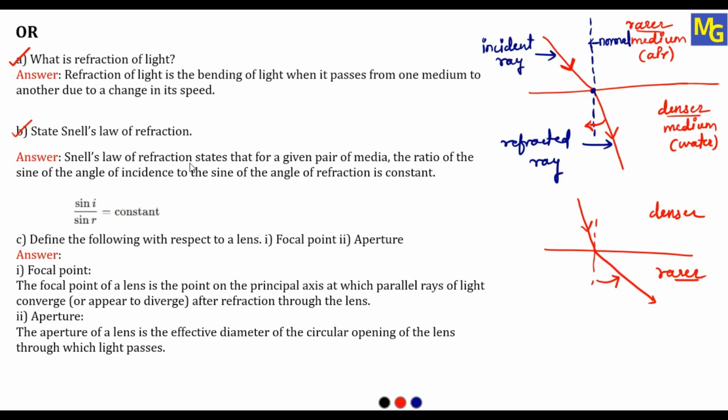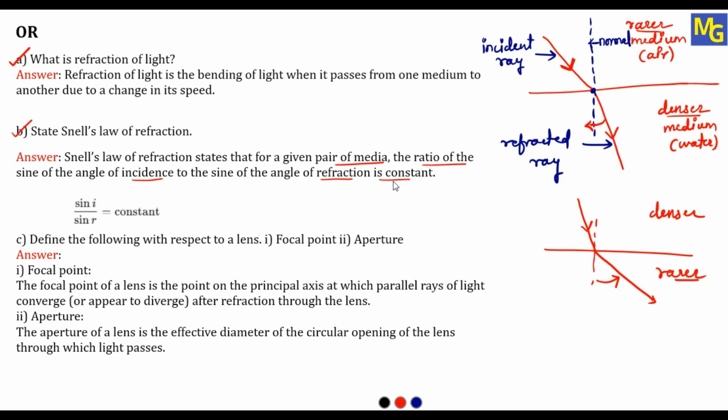Snell's law of refraction states that for a given pair of media, see here, for a given pair of media, it may be water or glass, or it may be air or water, etc. So for a given pair of media, the ratio of the sine of angle of incidence to the sine of angle of refraction is constant.